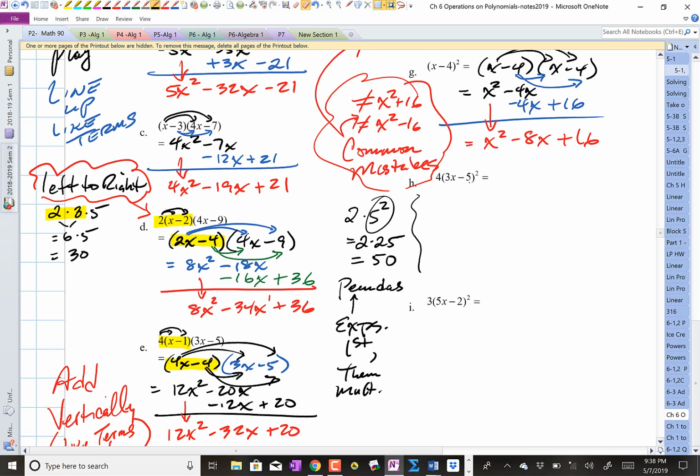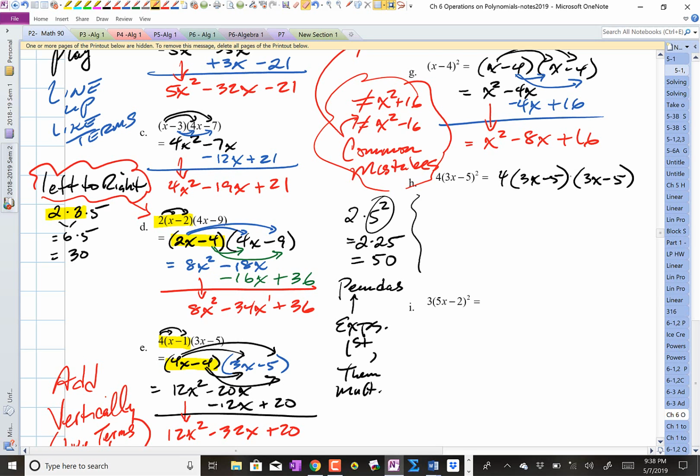So what we want to do is square the binomial first. So let's take 4 times 3x minus 5 times 3x minus 5. You got to square the binomial. You got to multiply it by itself, just like we did the previous one. Now at this point, you could multiply the binomials first and then take the result, multiply by 4, or you can distribute the 4 first.